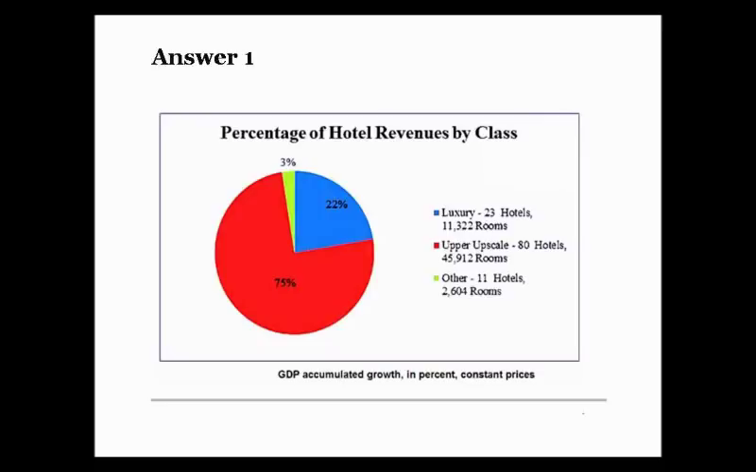The pie chart shows information about the percentage of hotel revenues by class. To begin with, we can see that there are 80 upper upscale hotels, 23 luxury hotels, and 11 other hotels. According to the graph, by far the highest revenue has been upper upscale hotel with a number of 75%. Last but not least, this is followed by luxury hotel with a number of 22%. In conclusion, other hotels presented less revenue with a number of only 3%.